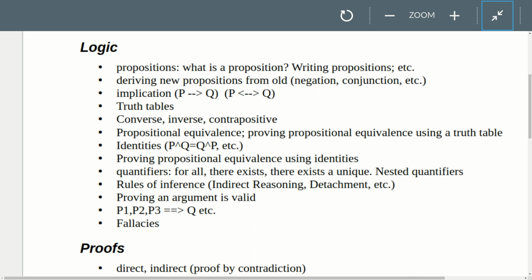Propositional equivalence, saying that two propositions are the same, and the fact that you can prove those using a truth table, or using various identities like commutativity. We did quantifiers, so there exists and for all, an existential and universal quantifier. And then rules of inference, that purple sheet, bring your purple sheet with you, with all the rules of inference, direct reasoning, indirect reasoning, disjunctive simplification.